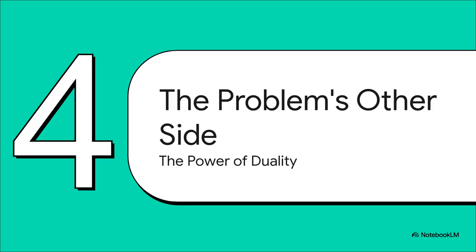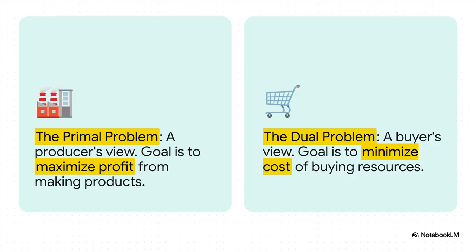All right, now for a really fascinating twist in this whole optimization story. It turns out that every single linear programming problem has a secret twin, a hidden mirror image problem that gives us a totally different but just as important perspective on what's going on. Okay, imagine a producer, right? Their problem, the primal problem, is to maximize their profit from all the stuff they make.